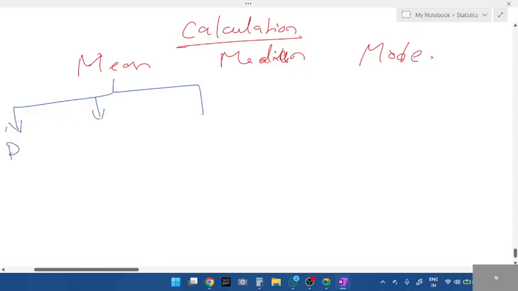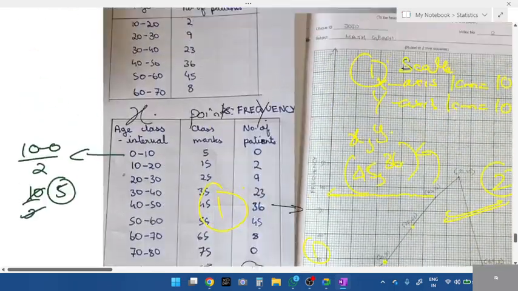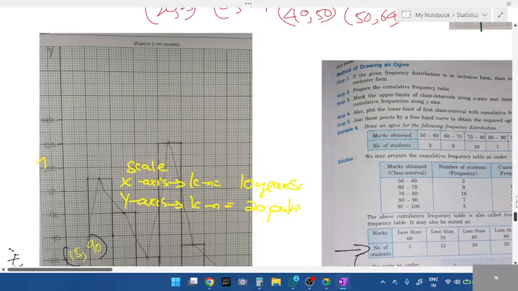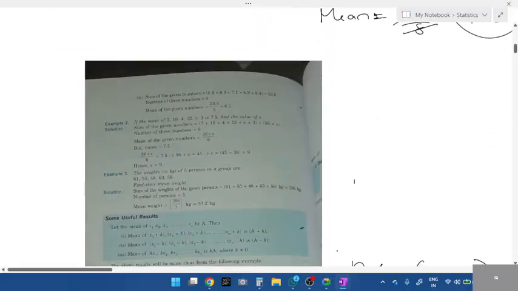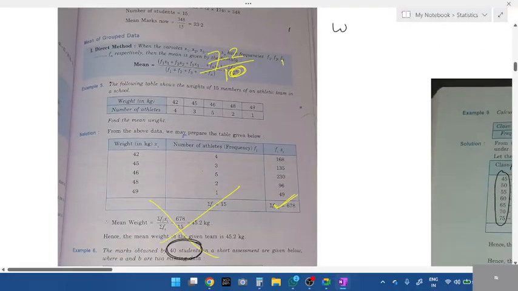What are the types of calculation we have? Direct method, then assumed mean method, and step deviation. These are the 3 methods. Even this, go through the textbook, students. According to the textbook, you will solve. I'll just discuss using the textbook. Example question. Just go through the worked out example.